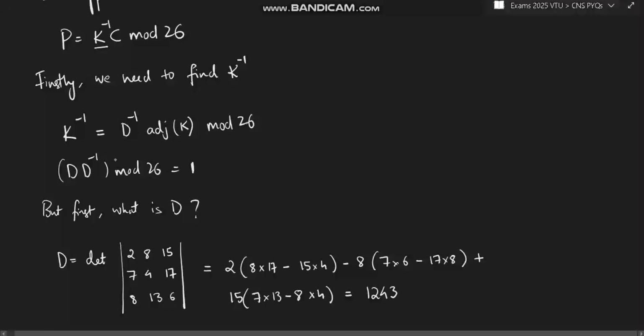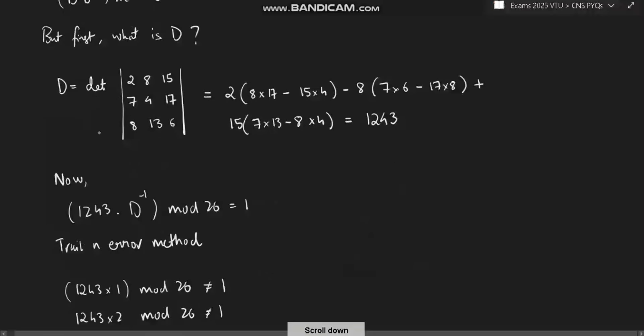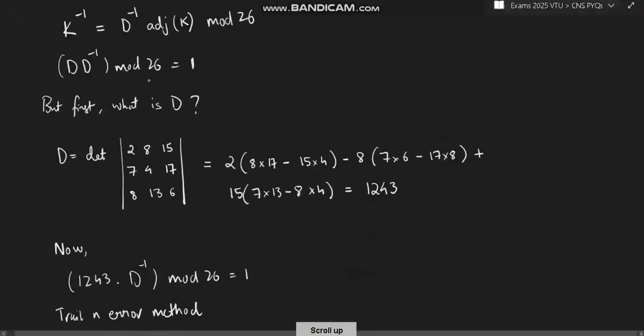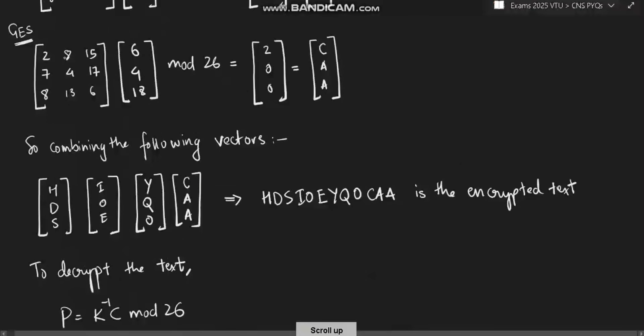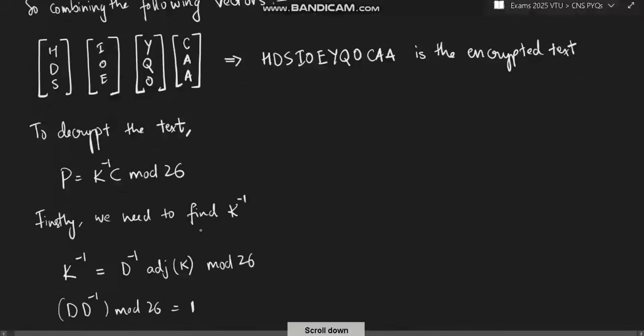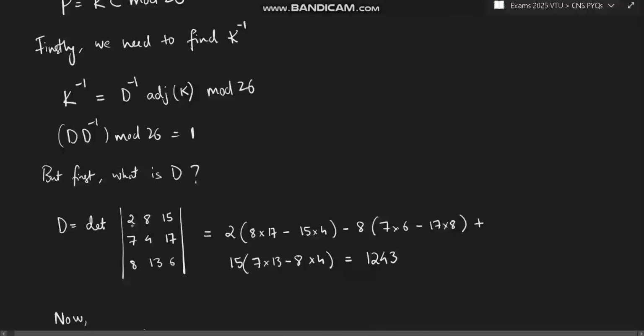To find K inverse we need to use this formula. In that we have D inverse. To find D inverse we need to use this formula. In that we have D. For finding D we have this formula. D is nothing but the determinant. You have the same K, right? Whatever we had as K here: 2, 8, 15, 7, 4, 17, 8, 13, 6. The same thing we have here. You have to find the determinant.